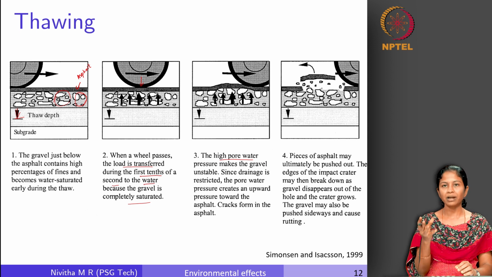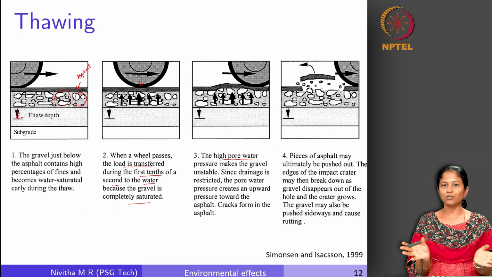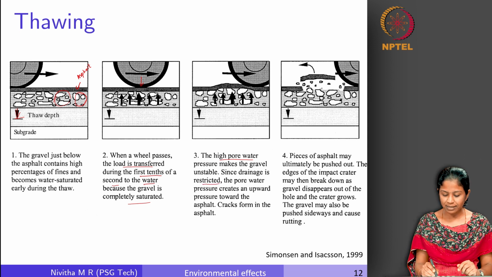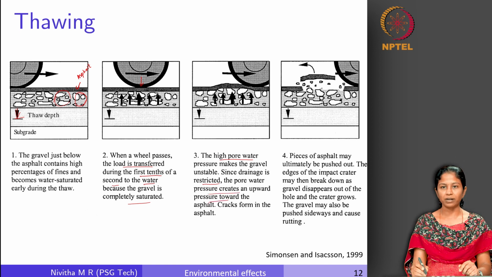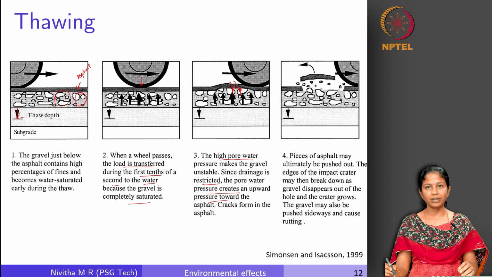There is pore water pressure, and because of this pore water pressure it is trying to push the soil upwards. We have restricted drainage here, there is no place that it can move, and the drainage is also very slow. So since drainage is restricted, the pore water pressure creates an upward pressure towards the asphalt. It tries to push this asphalt layer upwards, right. So when this force is significant, it starts to form cracks on the surface.